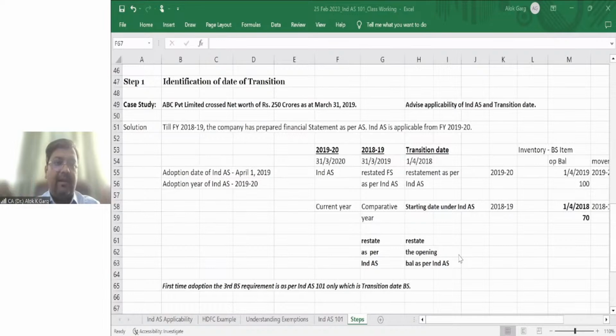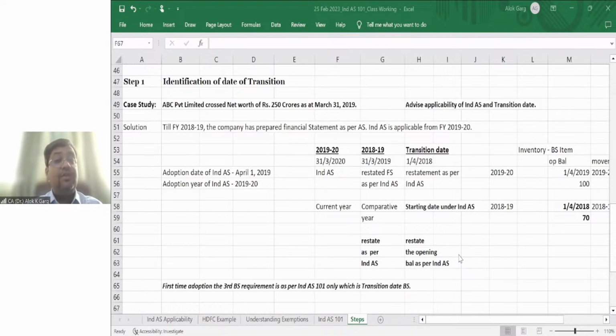Friends, comparative year, adoption year, transition date, whether these concepts are clear to all of you? Should I repeat again? Should I take more examples? So adoption year is the year from where the actual Ind AS reporting will start. For example, I have shown you the Reliance Industries annual report, right? The annual report was for the year 16-17, and they have written that up to 15-16, up to March 16, we have prepared our accounts as per IGAP. But from this year, we are preparing as per Ind AS, right? So what is the current year? The current year was 16-17. So what is the comparative year? 15-16.